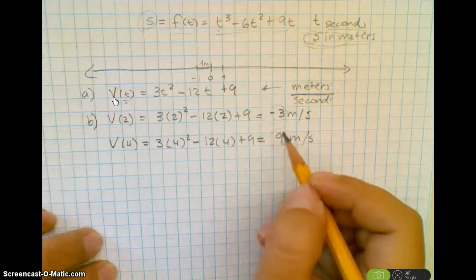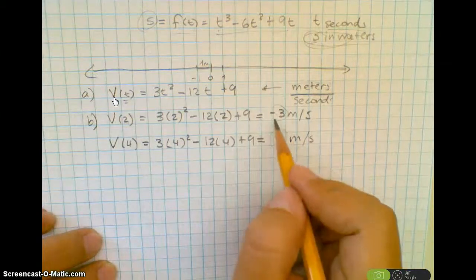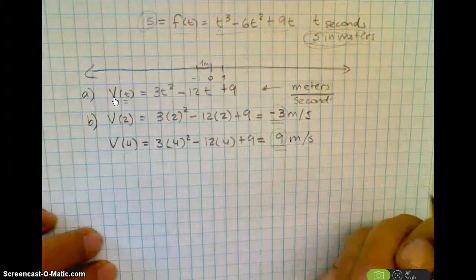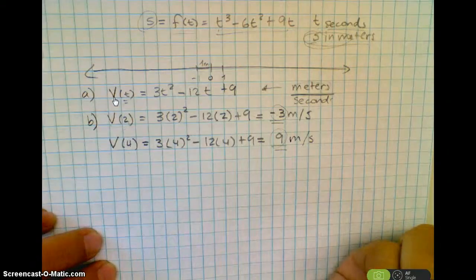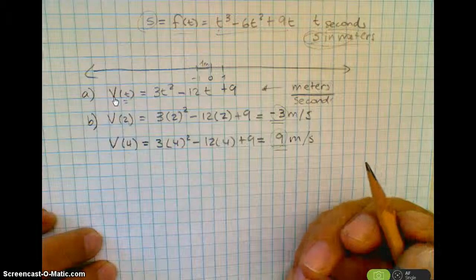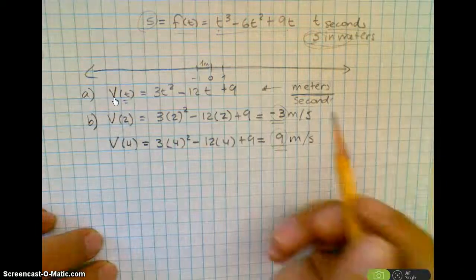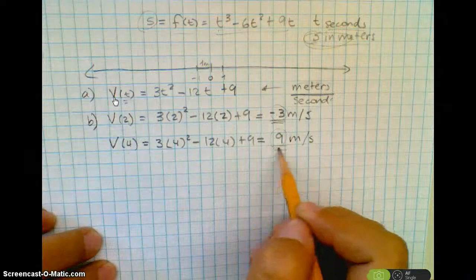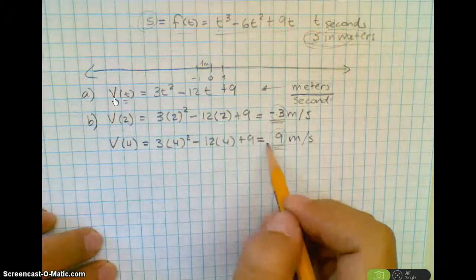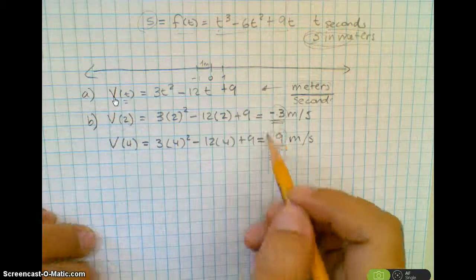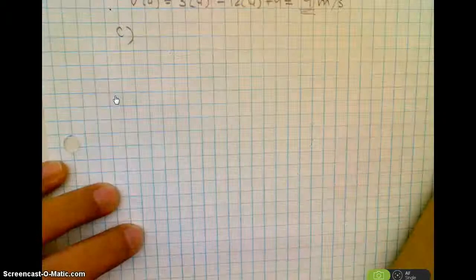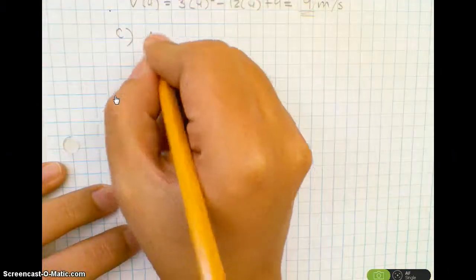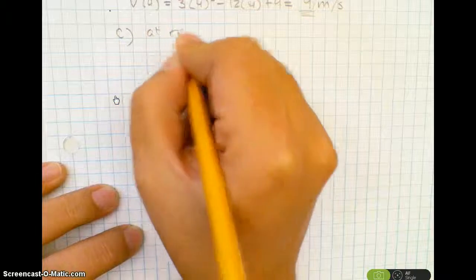The other thing you may notice is that the velocity here is negative, and at 4 seconds it is positive. That only means that if you were inside a particle car, you would see in the speedometer just 3 or 9 without the signs. Remember that the signs only talk about direction. For part C, it says when is the particle at rest. That's a piece of information that translates as follows.